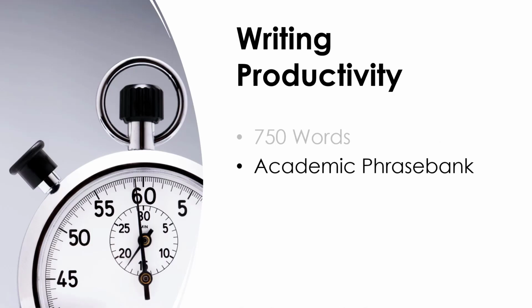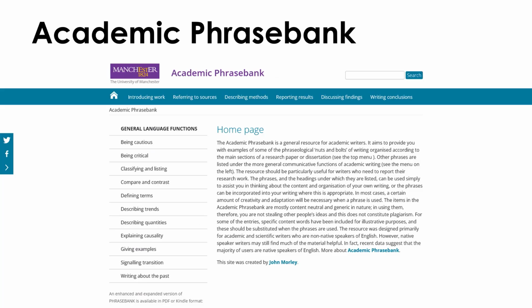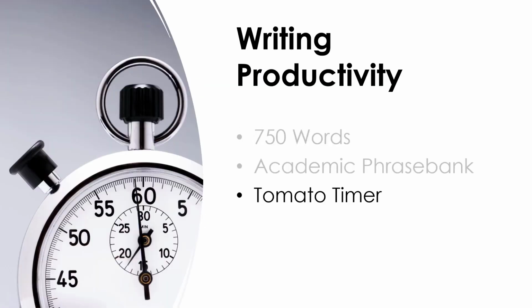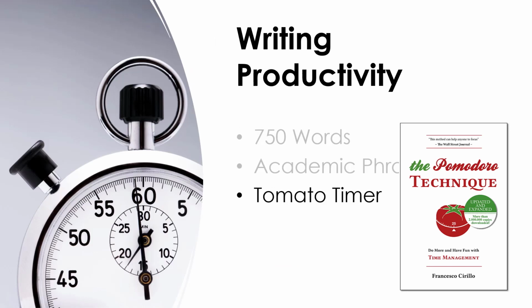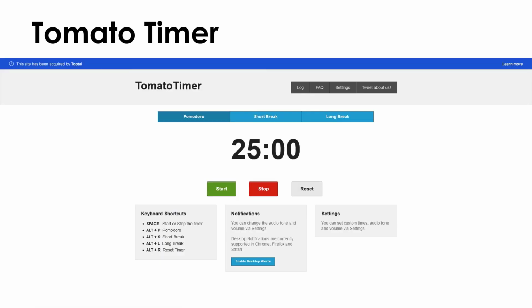Academic Phrase Bank. This tool from the University of Manchester is helpful for academic writers. The site contains many recommendations for how to write effectively about sources, define words, and conclude projects. Tomato Timer. Based on the work of Francesco Cirillo, you can use this time management technique to stay on task and avoid interruptions. Use the timer to write in 25-minute increments with short or long breaks to maximize your writing effectiveness.